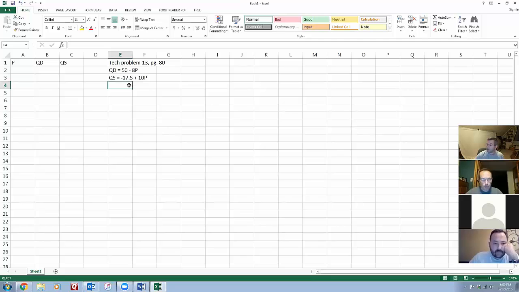Christopher asked, everybody, after you have your quantity supplied and quantity demand equations, how do you decide where to start as far as inputting P to start graphing? So I'm assuming he's asking, how do you know which prices to use? Should I have my price go from 1, 2, 3, 4? Should I go $10, $20, $30?